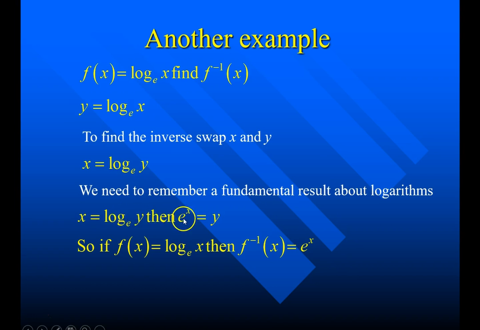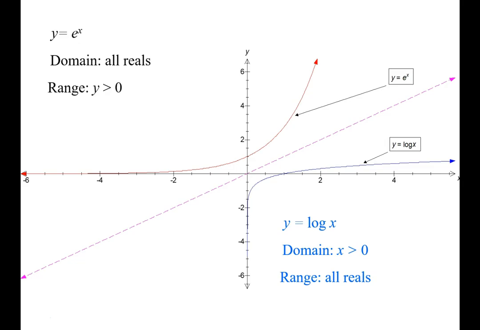Then use the definition that the log of a number, so this is our number, y, is the base to this power. And we've got y is equal to e to the x. We know that's called the exponential. So we started with the log function, and we end up with the exponential. So one is the inverse of the other. If you've got f of x is log of x, then the inverse function is e to the x. So y equals e to the x.